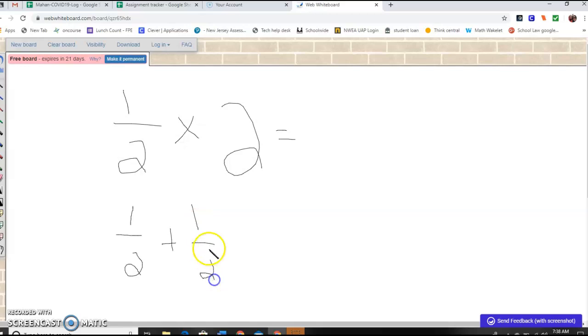1/2 plus 1/2. Then if we use what we know from last week, we know that when we add fractions, we take the numerators and add them together, and our denominator stays the same. Okay, so we know that 1/2 times 2 is going to equal 2/2. Let's talk about how we can get that just by multiplying.